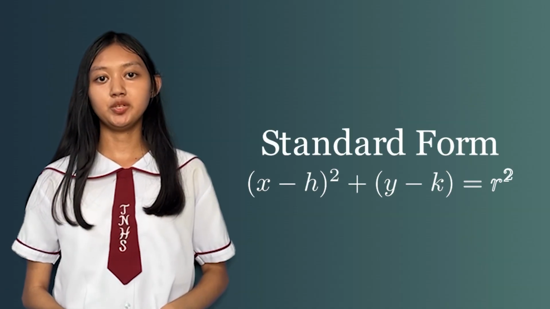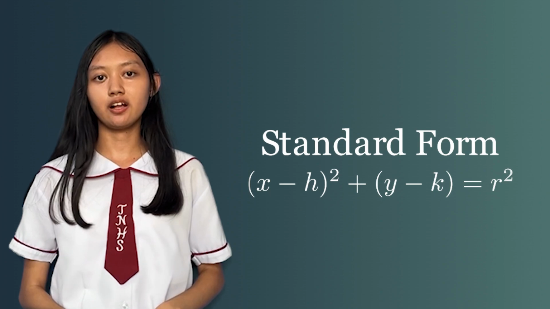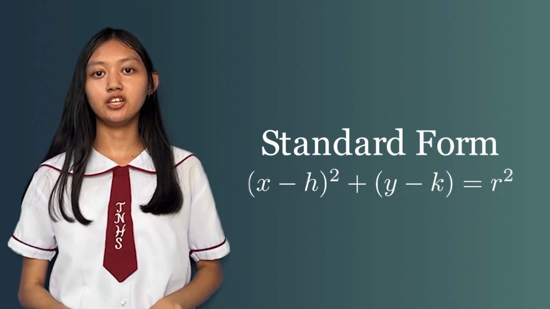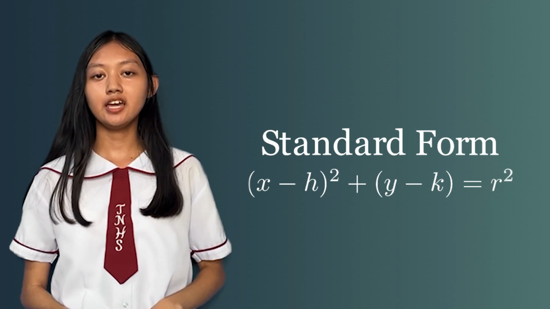This equation represents the standard form of a circle and its position in the Cartesian plane, where h and k denote the center's coordinates and r represents the radius. By utilizing the distance formula, we will get the standard form of the equation of a circle, which will help us pinpoint the circle's location accurately.